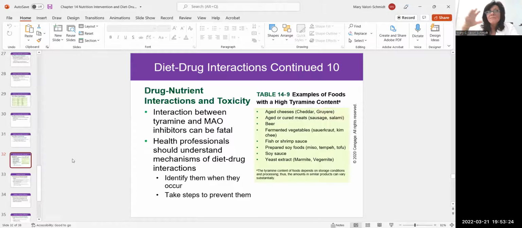And so if the patient's on an MAOI and they take in too much tyramine, that interaction with that drug will cause something called serotonin syndrome, which is very dangerous. High fever, hypertension, they need to be hospitalized with that. So there's so many different food drug interactions.